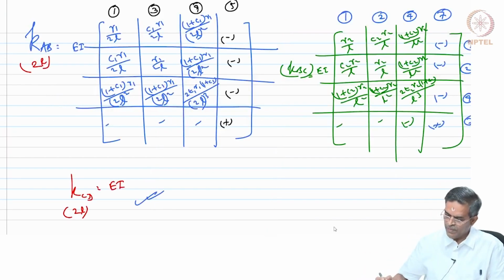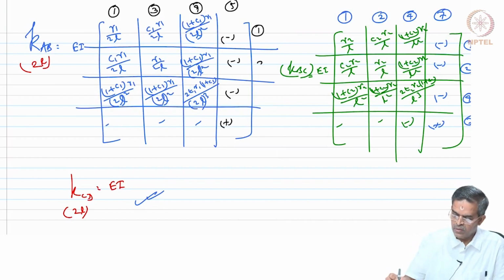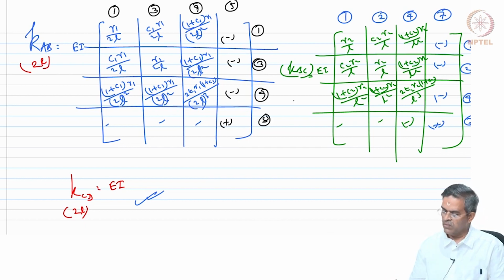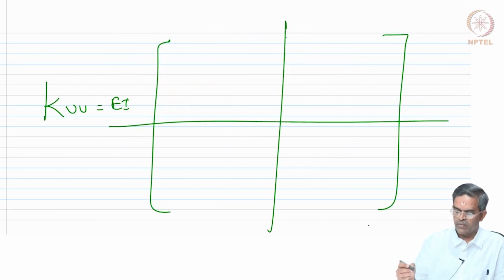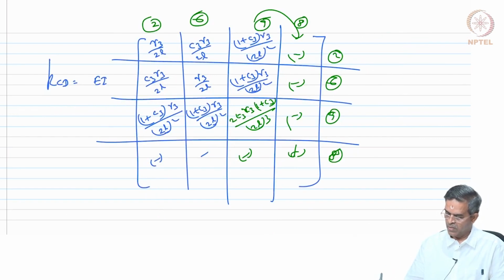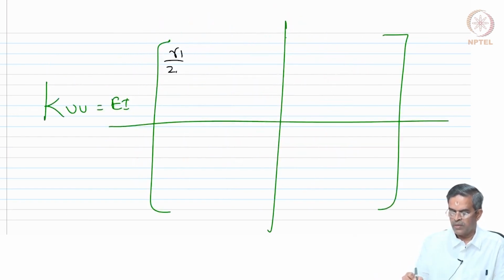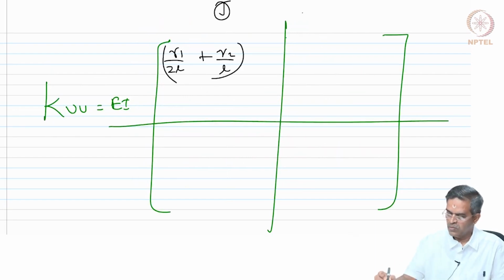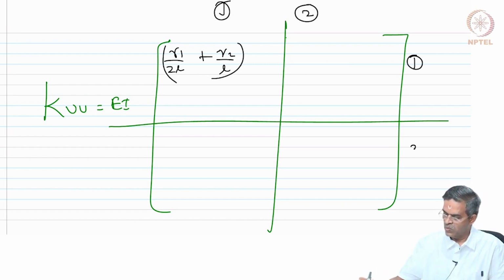So let us say, for example, 1, 3, 9 and 5. So I am looking for 1 1. So I should get this and this. So R1 by 2L plus R2 by L, R1 by 2L plus R2 by L. 1, 2 and 1 and 2.